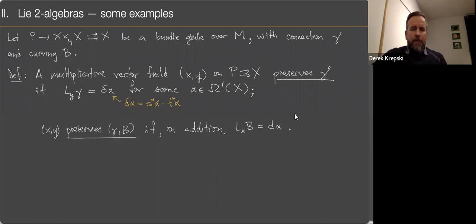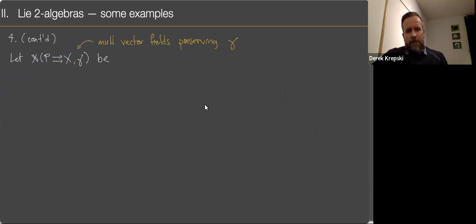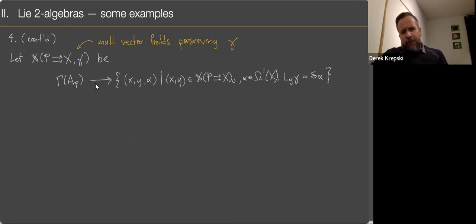So when you look at these multiplicative vector fields, it turns out those that preserve gamma, or those that preserve both gamma and B, so connection preserving or connection and curving preserving vector fields, form a Lie 2 algebra. So let's just quickly see how this works. I need to give you a two-term chain complex, and so here it is. In degree 1, it's still just going to be sections of the Lie algebroid.